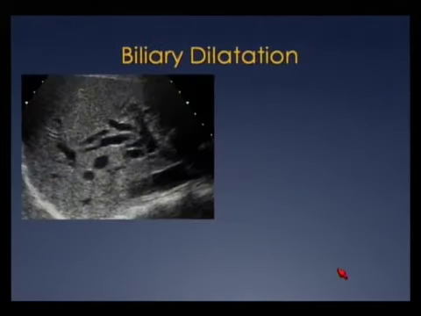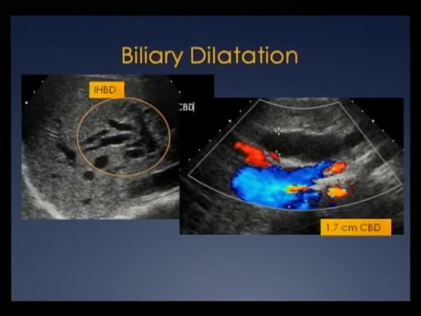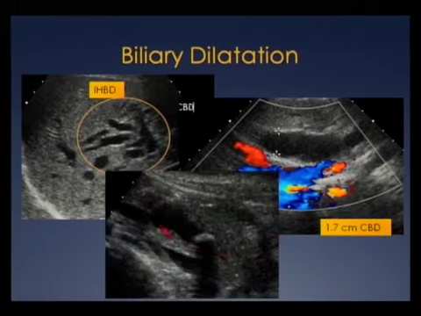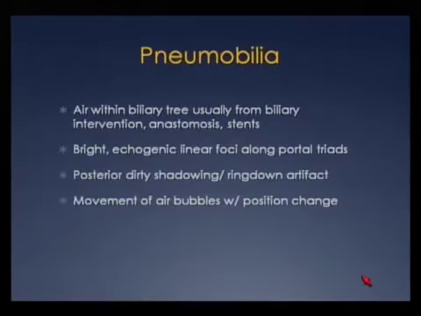for further evaluation. So here's a patient who had considerable intrahepatic biliary dilatation, and we went further down and we see this considerable dilatation of the common duct, 1.7 centimeters. So we go further down, we continue to see distension or dilatation of the common duct, and we see a stone distally in the region of the pancreatic head. So we figured out the etiology for all the intrahepatic biliary dilatation.